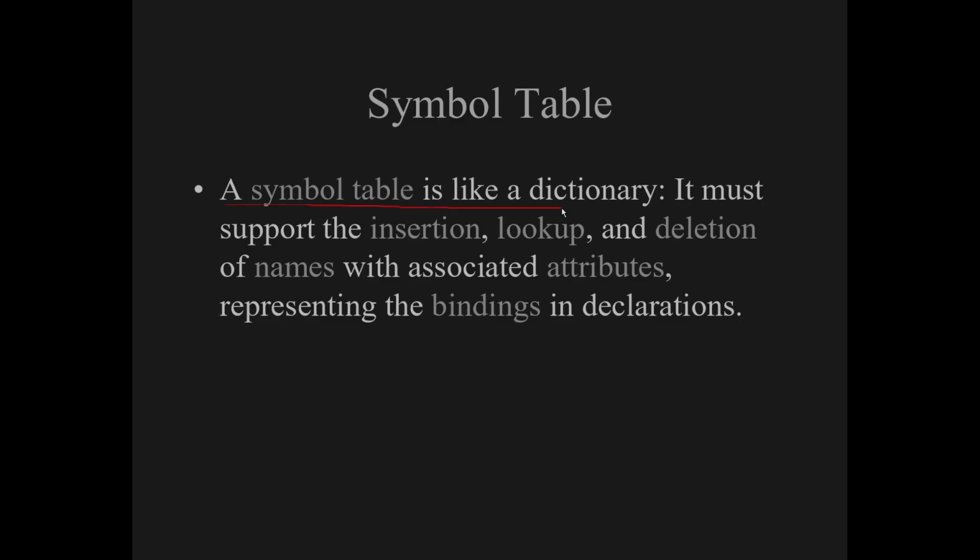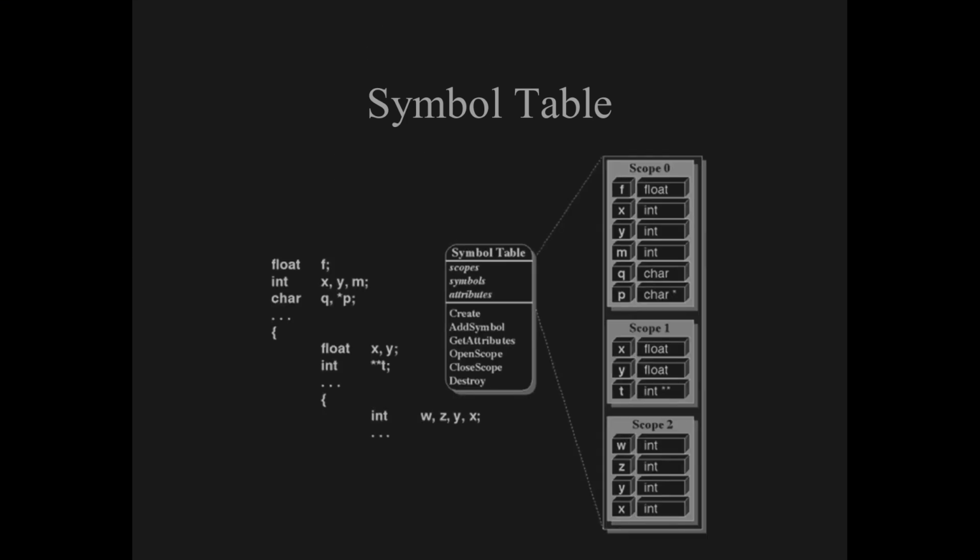Anyways, a symbol table is kind of like a dictionary. It must support insertion, lookup, and deletion of names with associated attributes, representing the bindings and declarations. So this is a data structure in the end, okay? It can expand or contract as much as you want it to, completely based on the program and what it's supposed to be dealing with. Okay.